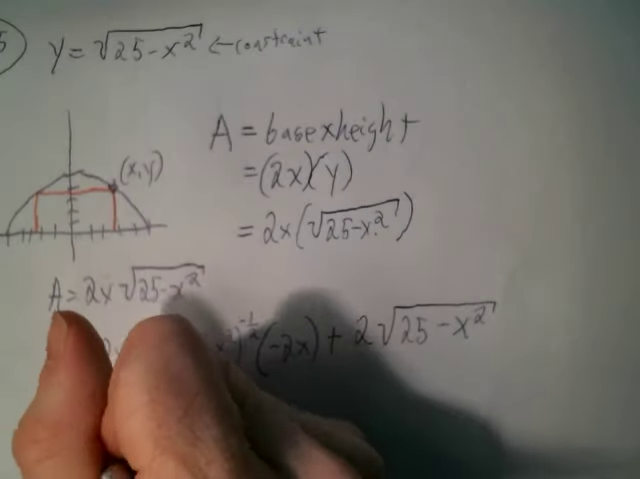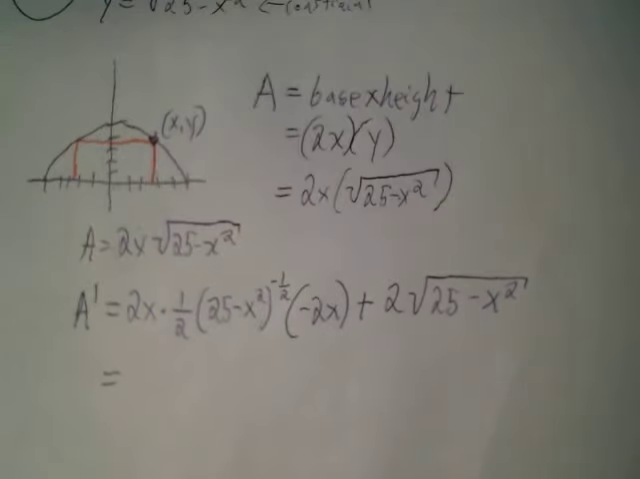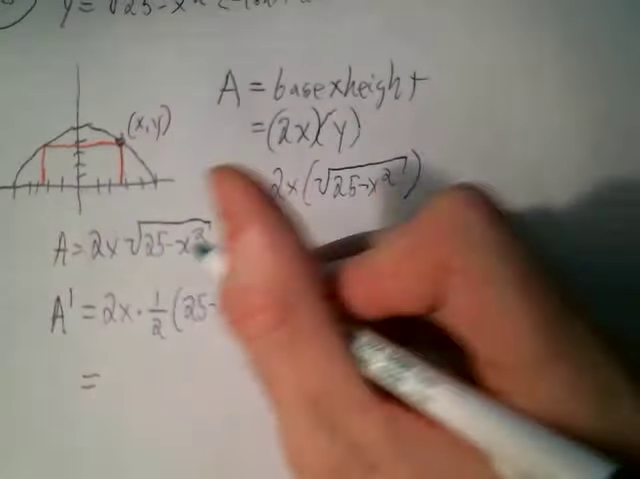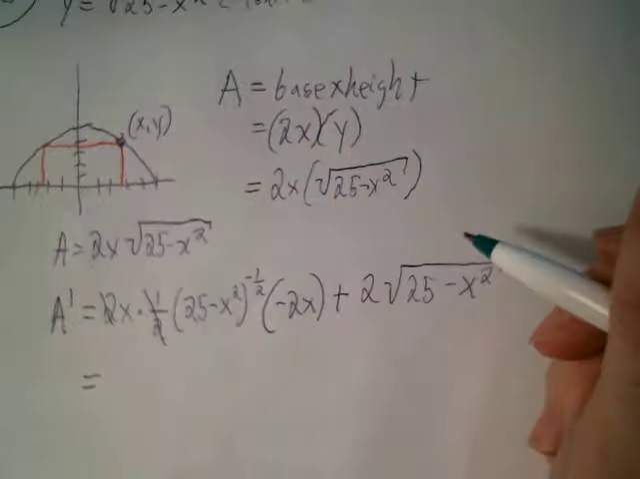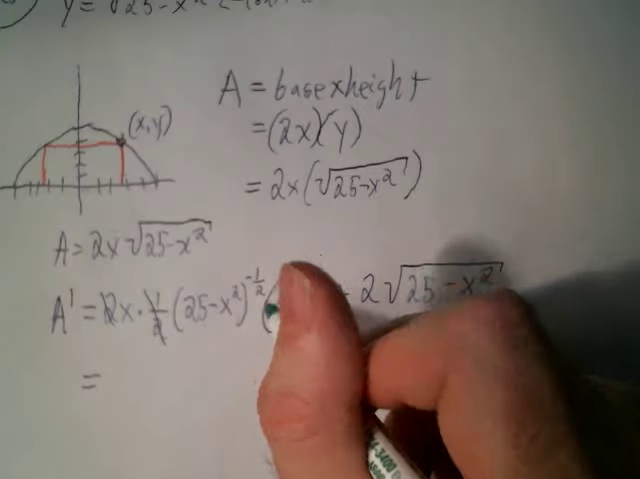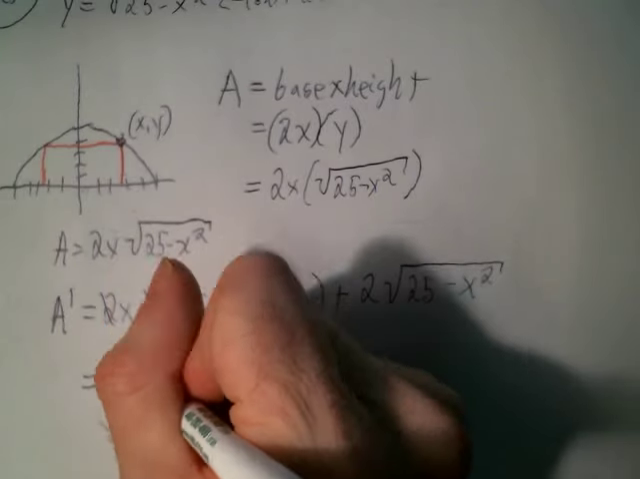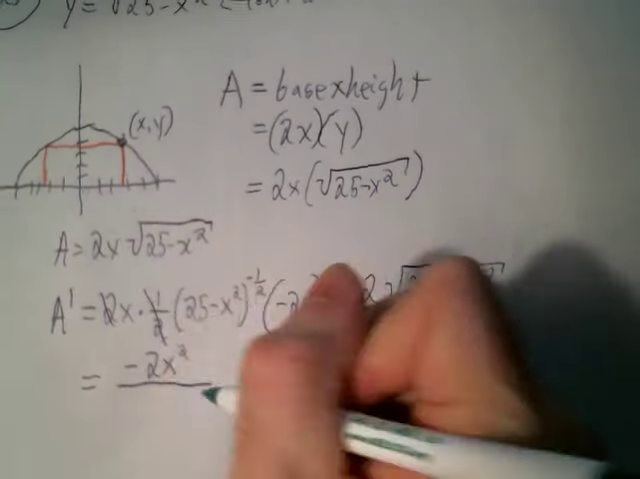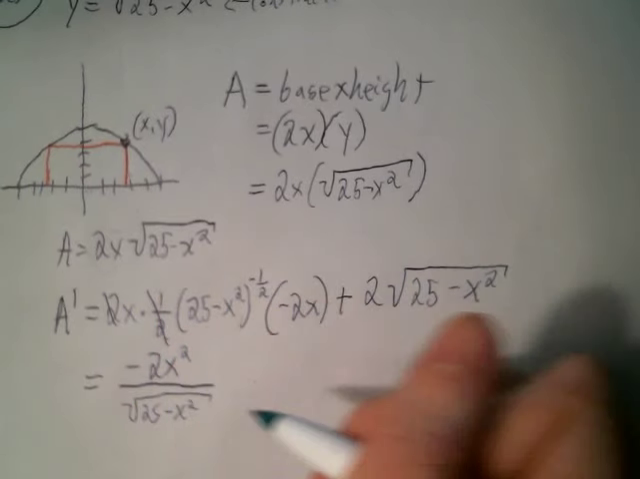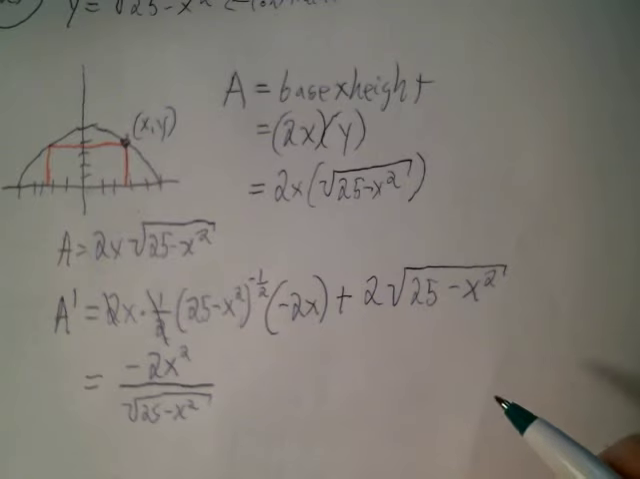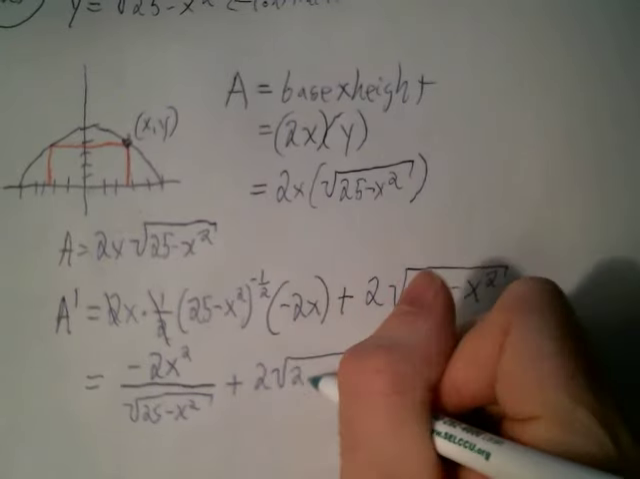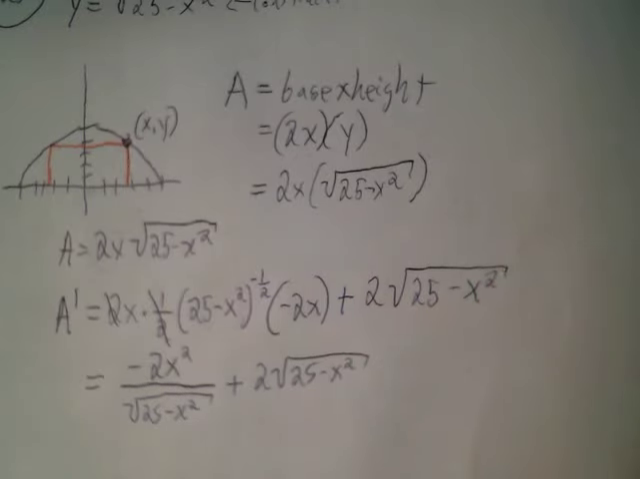Let's clean it up. Eventually we want to set it equal to 0, so I'm going to find a common denominator between these two terms along the way. Anyways, 2 times 1/2 is just 1. I have a negative 2 in the numerator times x squared. In the denominator, I have the square root of 25 minus x squared. And then plus 2 times the square root of 25 minus x squared.